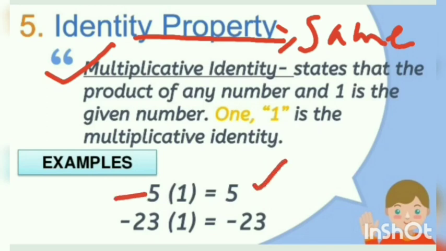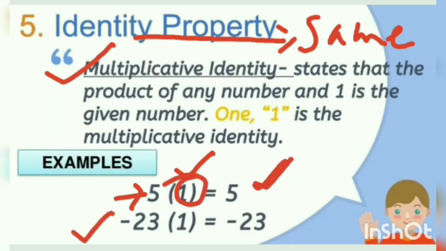5 is the given number and we want the same result, meaning the same number as the product. So we have to multiply 5 with 1. So in this case, 1 is the multiplicative identity.